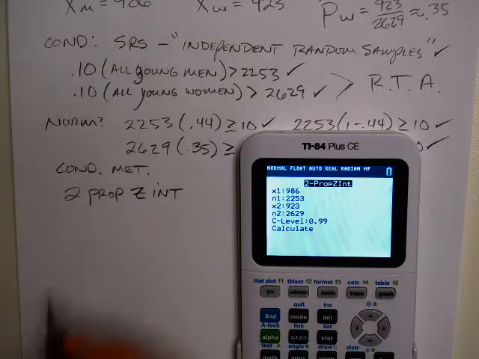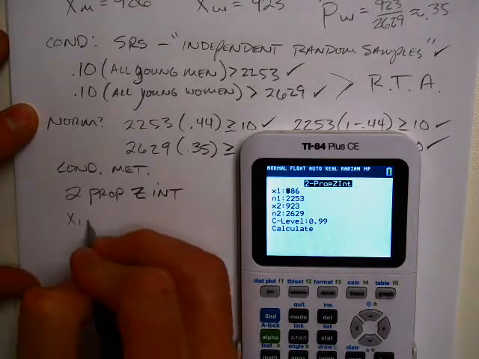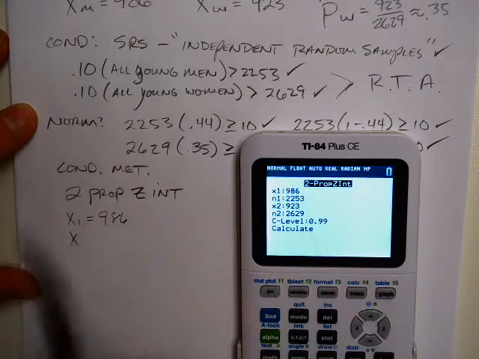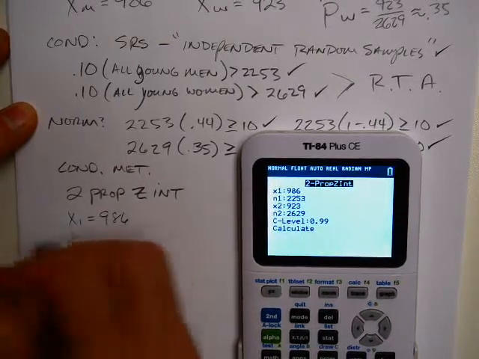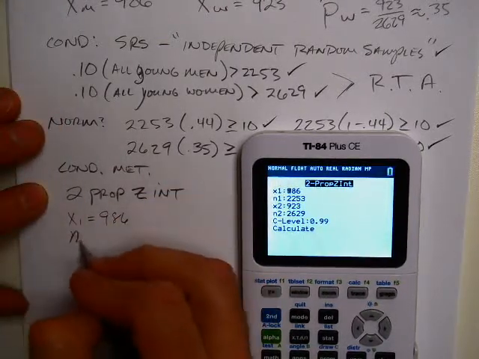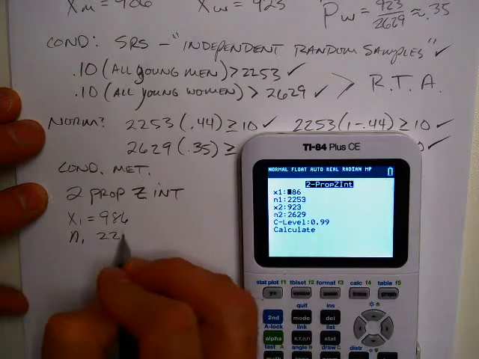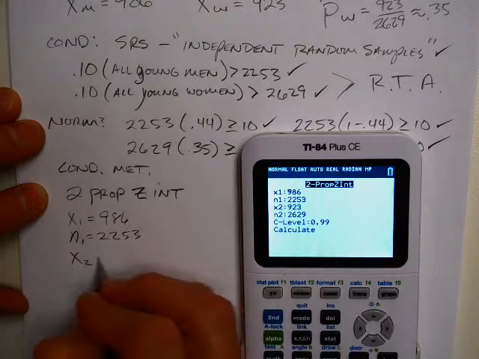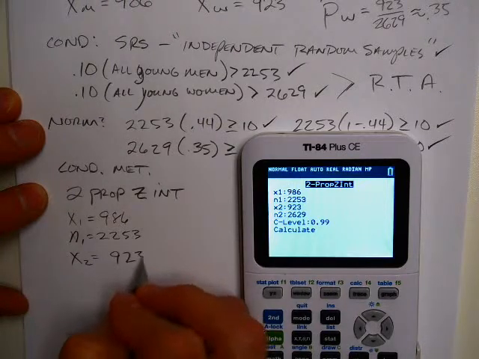And so I'm going to write that stuff down. X1, 986. N1, 2253. X2, 923.